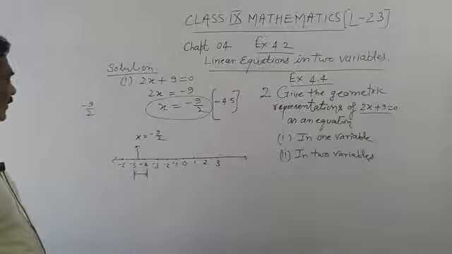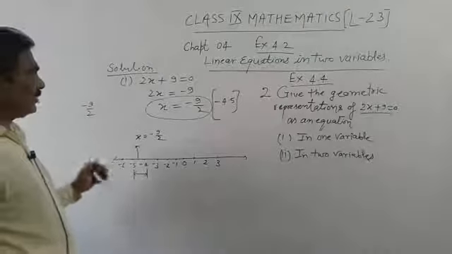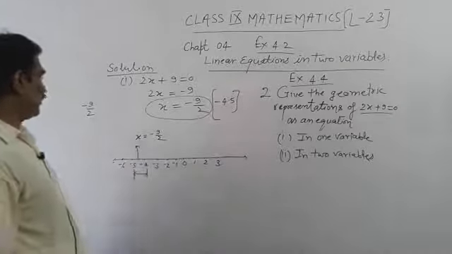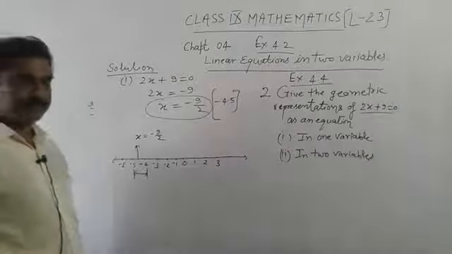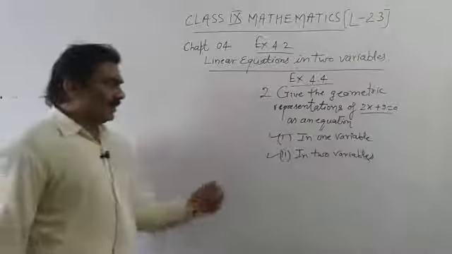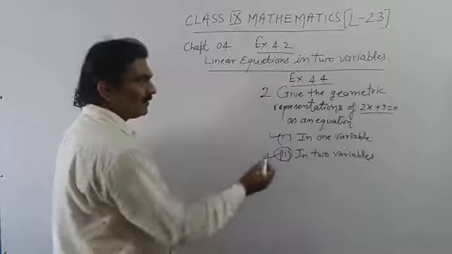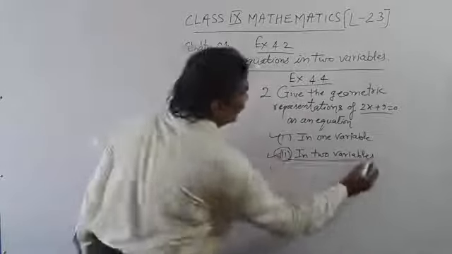So okay students, this is the representation of 2x plus 9 in one variable. Okay students, so you can draw simply. So now students, we take the second part. We will represent 2x plus 9 is equal to 0 in two variables.